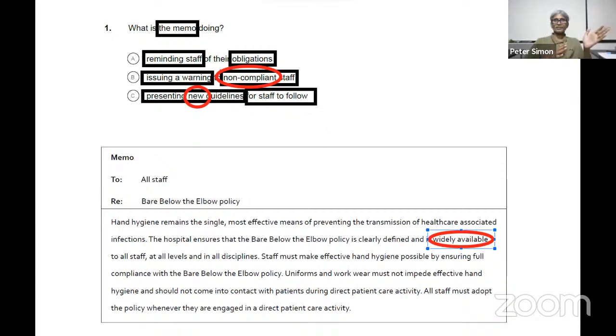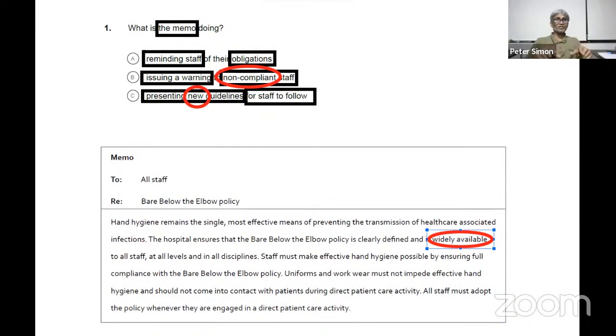They are clearly defined and widely available, means universally available. That means everyone has these. So it is not new. It is already available to all the staff at all levels in all disciplines. Try to understand that. It is available everywhere. This is just a note, memo. All this is already available in all disciplines, at all levels, to all staff.